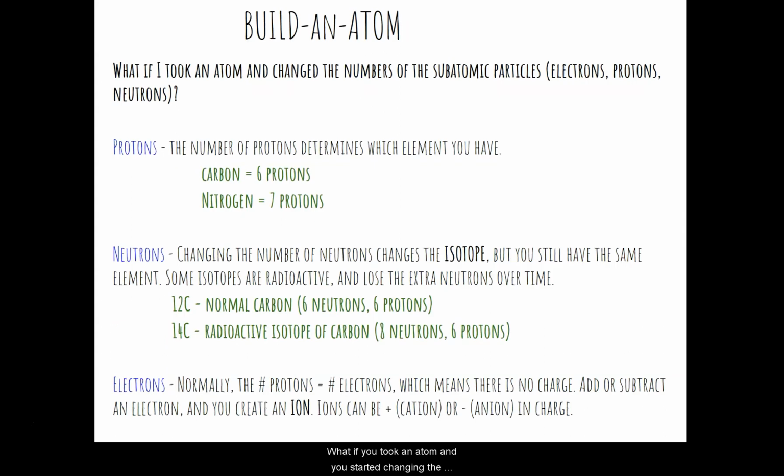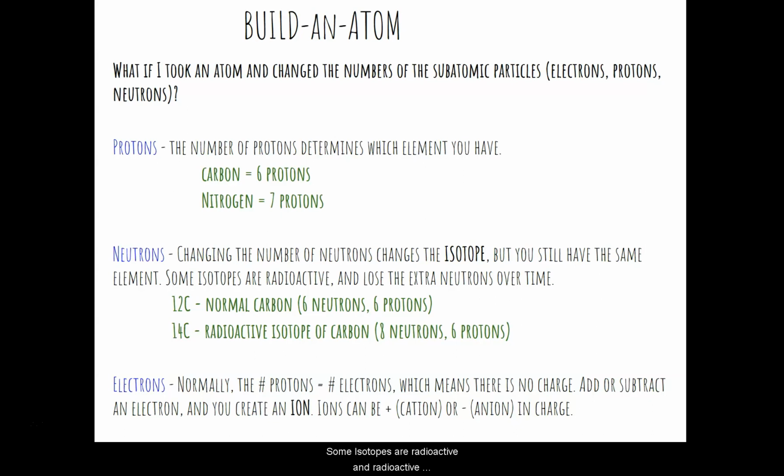So what if you took an atom and started changing the numbers of the subatomic particles? What would happen then? As I've alluded to, if you change the number of protons, it's going to change which element you have. So if you add a proton to carbon, you're going to generate nitrogen. If you change the number of neutrons, you're not going to change what type of element you have, but you're going to change what we call the isotope.